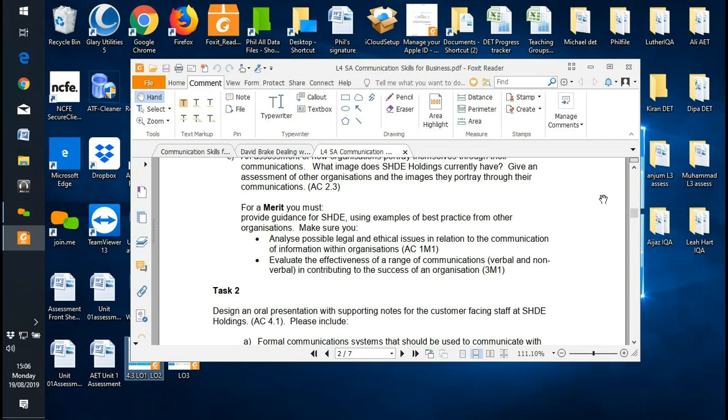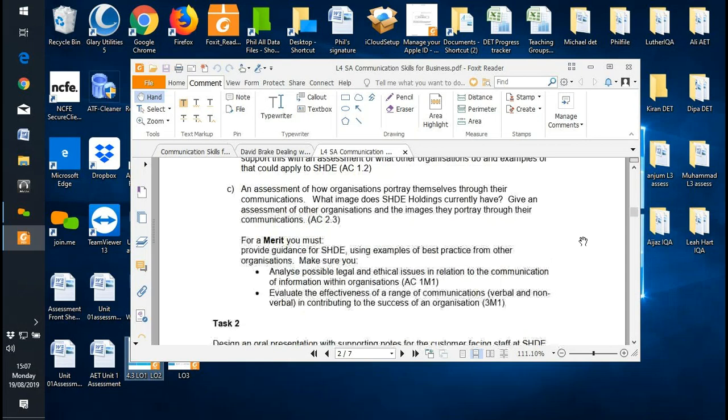from other organisations. But make sure you analyse possible legal and ethical issues in relation to the communication of information within organisations, and evaluate the effectiveness of a range of communication, verbal and non-verbal, in contributing to the success of an organisation. That's 1M1 and 3M1.